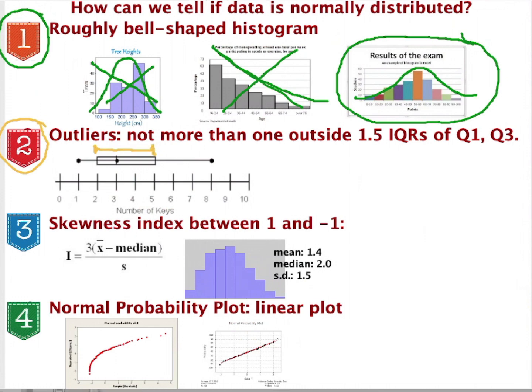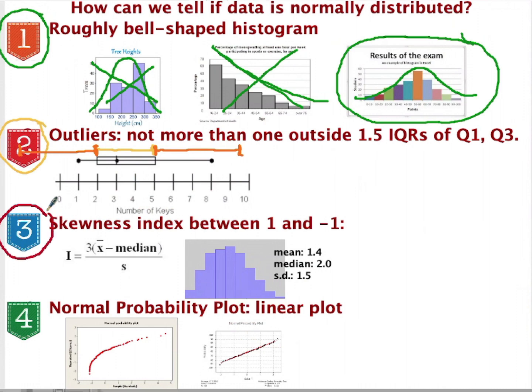An interquartile range is the width between quartile 1 and quartile 3. Well, if you take that value times 1.5, makes it a little longer, right? And then measure that amount above quartile 3 and that same amount below quartile 1, you should not have too many outliers outside of that range. In fact, it says not even more than one outlier outside of that range.